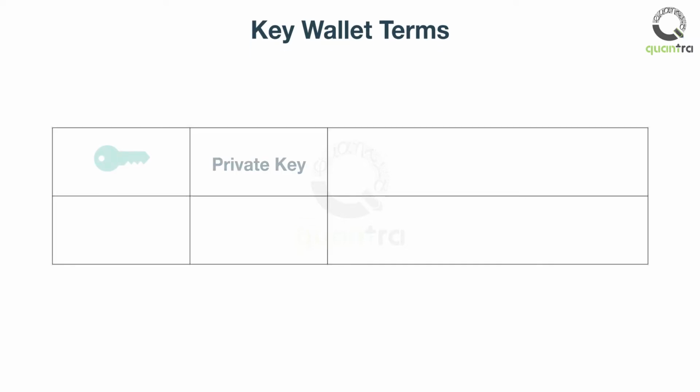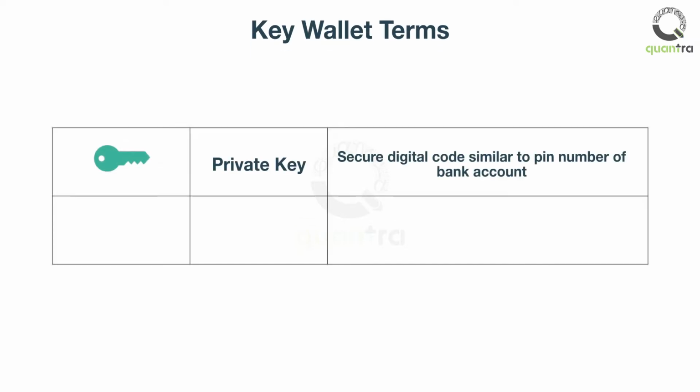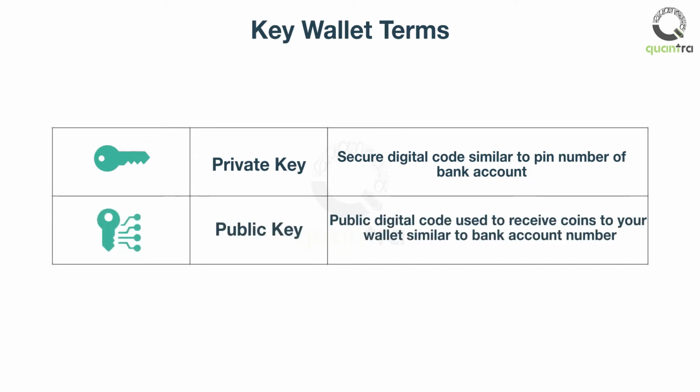A wallet stores the private key, a secure digital code known only to you and your wallet, and the public key, a public digital code connected to a certain amount of currency. It allows you to send and receive coins, and also acts as a personal ledger of transactions.